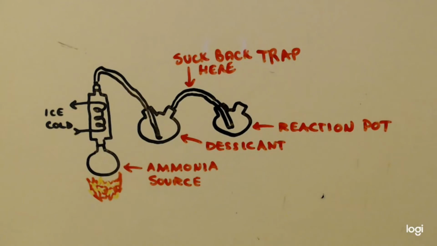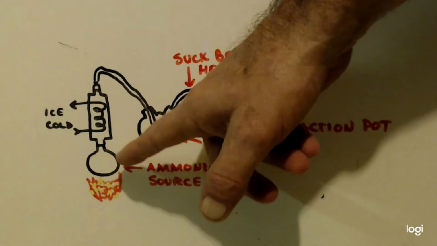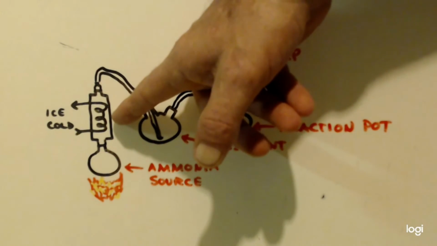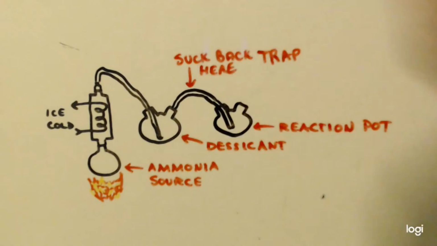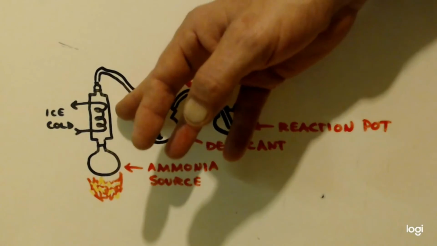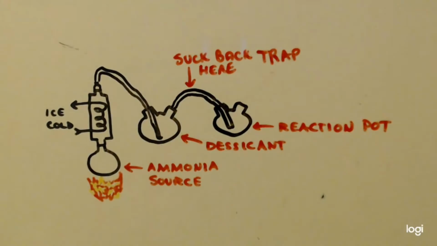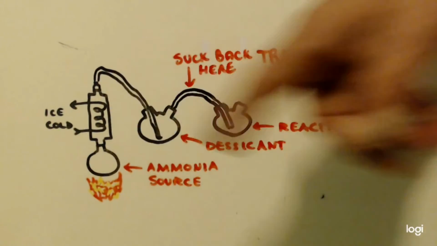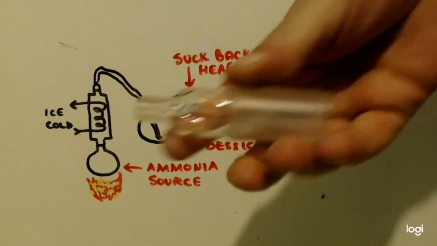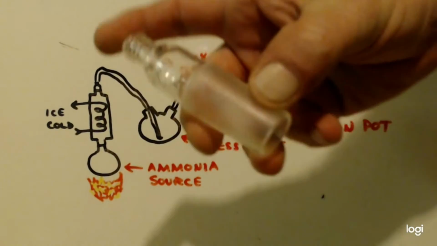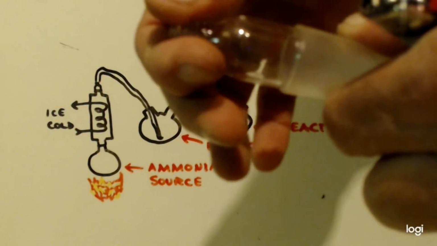But if you wanted anhydrous ammonia gas, you would put your ammonia source here. You would have ice cold water going through here and you would strongly reflux it. That way no water makes it past this ice cold condenser, but all the ammonia will. Then you would have some kind of drying agent in this, and you would use the spot where you put your thermometer, but instead you put a hose on this, right?